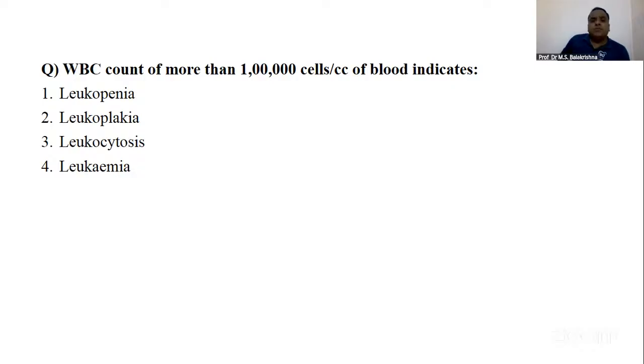WBC count of more than 1 lakh cells of the blood indicates, so it is extremely high. Leukopenia, leukoplakia, leukocytosis, or leukemia. It's abnormal increase, so that is leukemia. It's a clear-cut question.